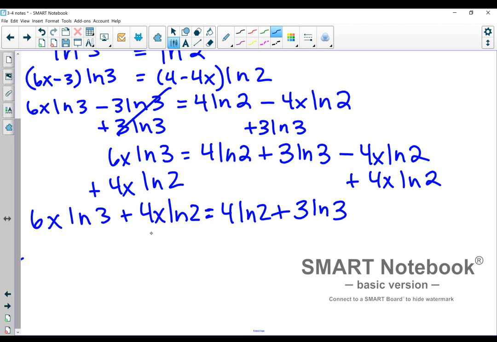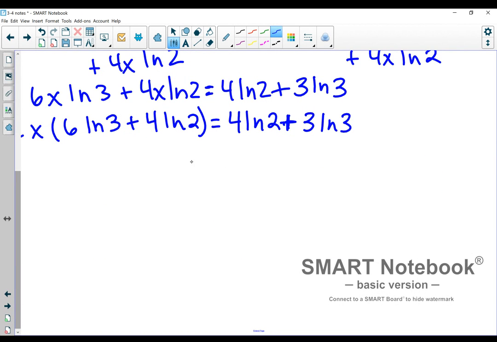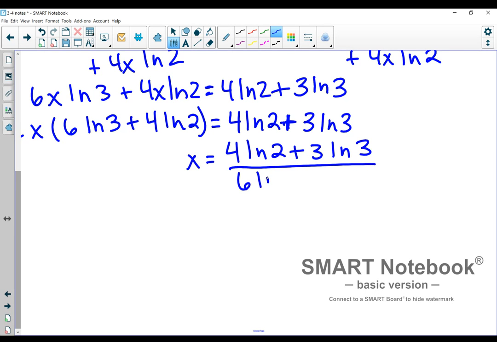So now the trick that we're going to be using is to factor an x out of both of these terms. And we've used that trick a lot this year with finding inverses, just doing all kinds of stuff. I feel like we're really expanding our solving skills this year. And now that I have x factored out, I can divide both sides by that big quantity. So I have 4 times the natural log of 2 plus 3 times the natural log of 3 divided by 6 natural log 3 plus 4 natural log 2.